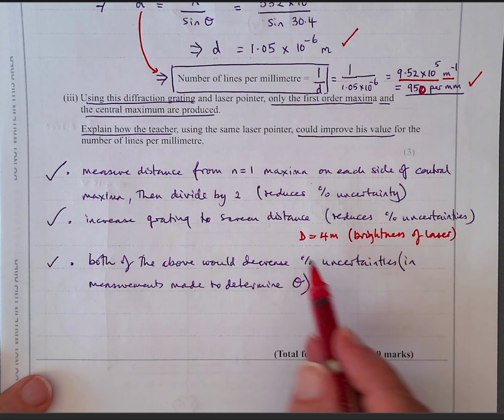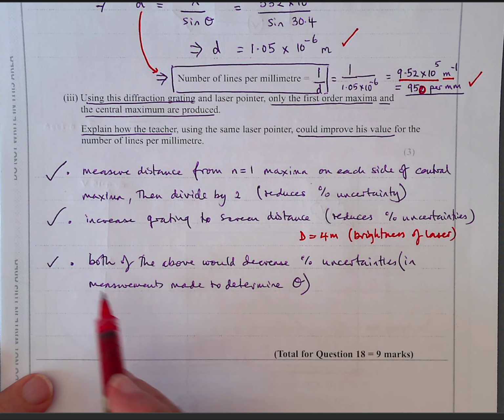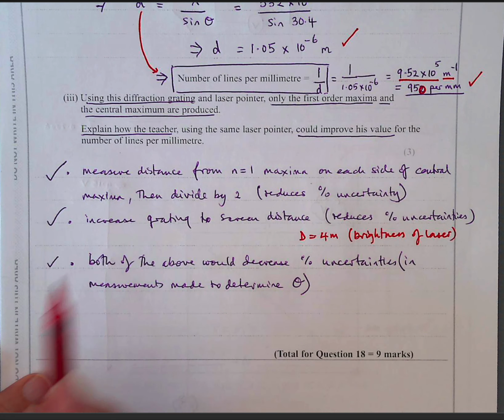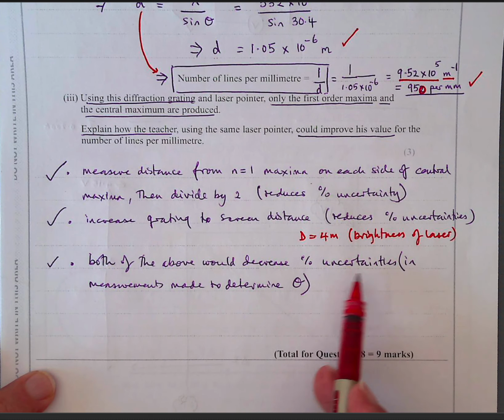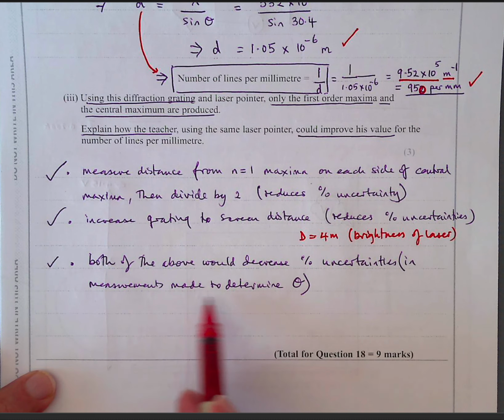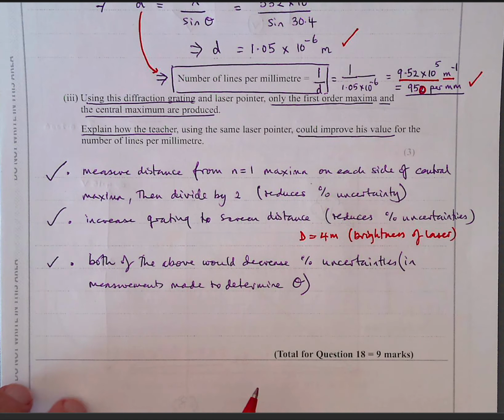Okay, but if you do that, again, you reduce the percentage uncertainties. So these are the two ways of increasing the measurements. Increasing the measurements is a skill, so these kind of questions could also be asked of you in Unit 3, which is the skills questions. Both of the above would decrease the percentage uncertainty in measurements made to determine theta. So that will give you a more accurate final answer. Hope that makes sense.